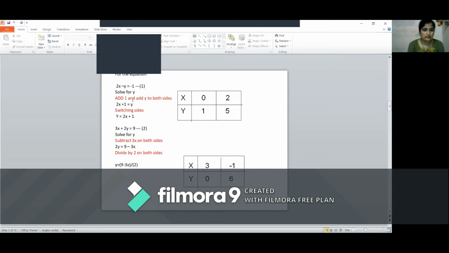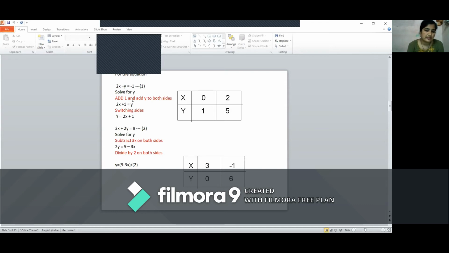Okay, but we want the value of y in terms of x, right? Only the value of y. That's why we have to divide by 2 on both sides. So let's divide by 2 on both sides. So I have y on the LHS and RHS is what? 9 minus 3x by 2, right? So I have here the value of y.